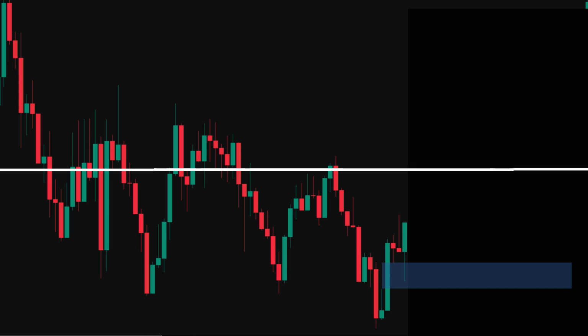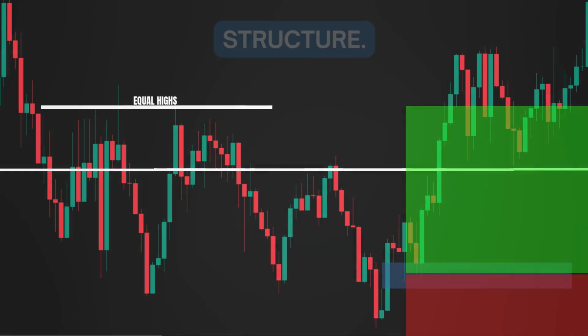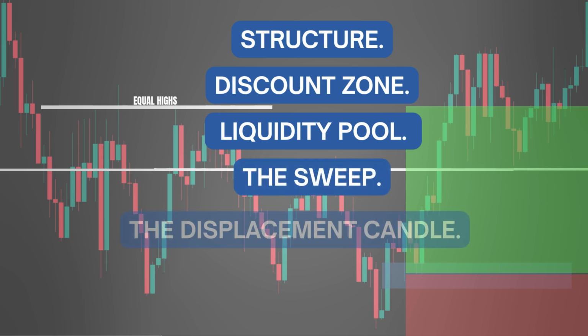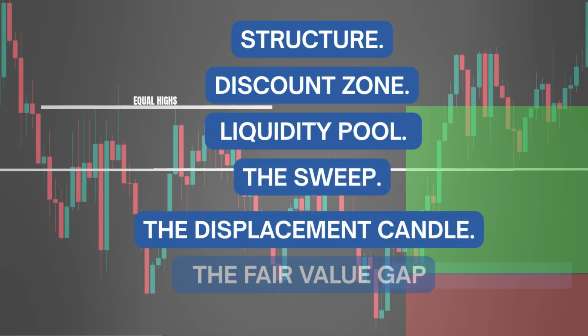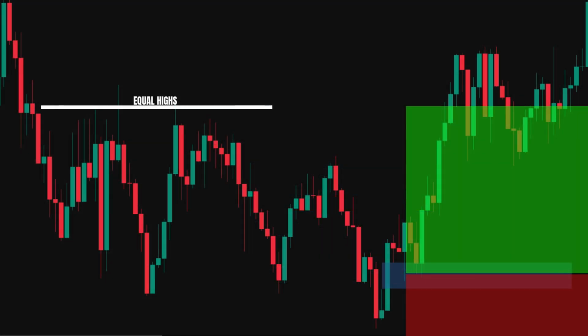Price comes back into the gap. It slows down inside the zone. You enter long. Stop goes below the low of the sweep. Your target is the buy-side liquidity above, the equal highs or swing highs that price is now pointed at. Structure, discount zone, liquidity pool, the sweep, the displacement candle, the fair value gap. Every episode in this series has added one more piece to this framework. This is what a complete ICT trade setup looks like.